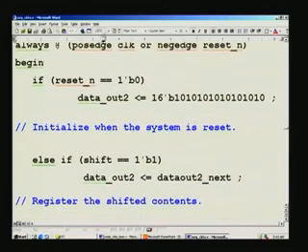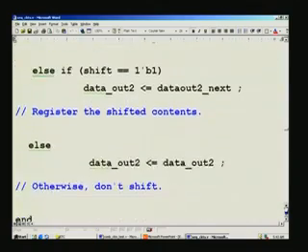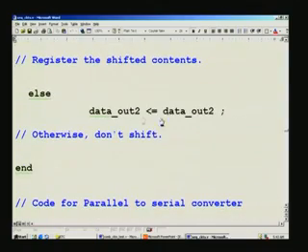And once again, as in the previous case, this is precisely the same as the data 1 case, so I will not go into the details. Again preset here, and then the shifted contents are moved into that. And this is not to disturb if any other condition occurs here.